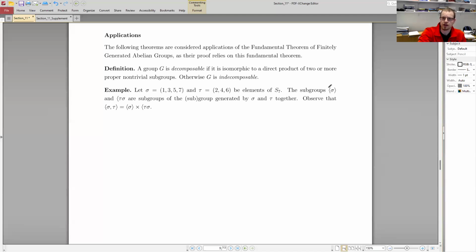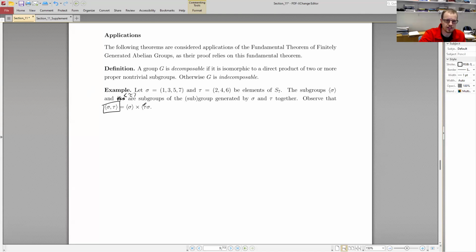The subgroups generated by sigma and tau. I made an error there. Tau, not sigma again, so my apologies. These are subgroups of the group generated by sigma and tau together. So we have this subgroup of S7, which we can think of as a group itself, right? Every subgroup is a group. So we have this group generated by sigma and tau.